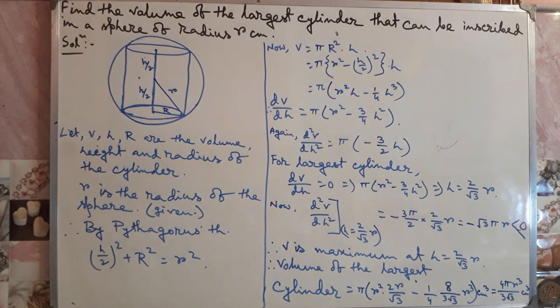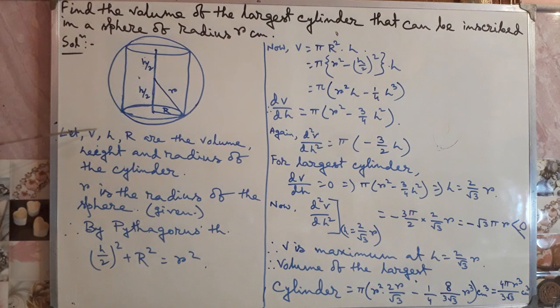Next problem, find the volume of the largest cylinder that can be inscribed in a sphere of radius r centimeter. So the radius of the sphere is given. In this sphere, a cylinder is inscribed where the radius of the inscribed cylinder is capital R, and the height is capital H. This is the center.